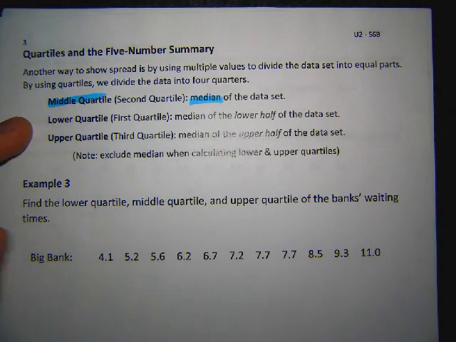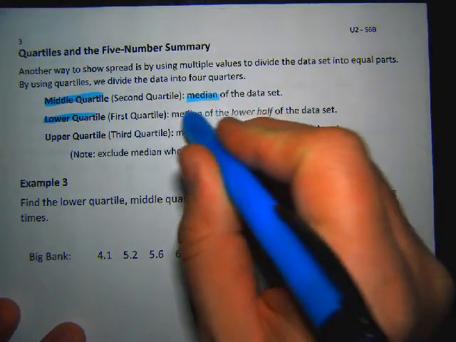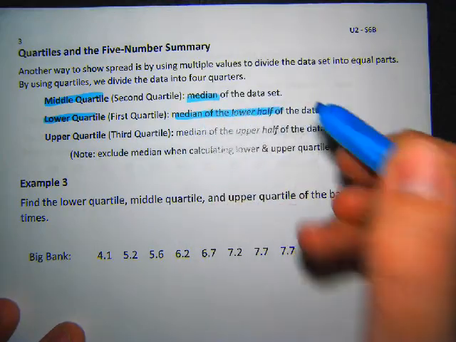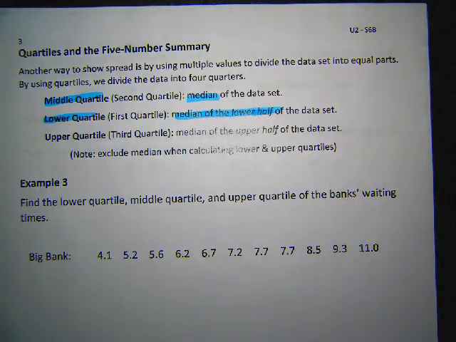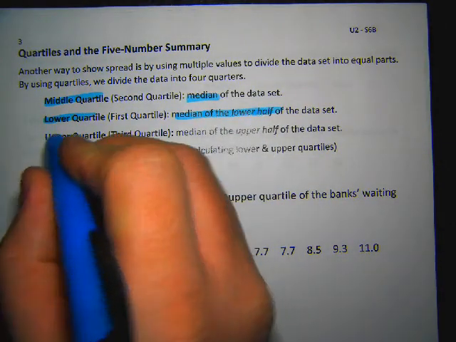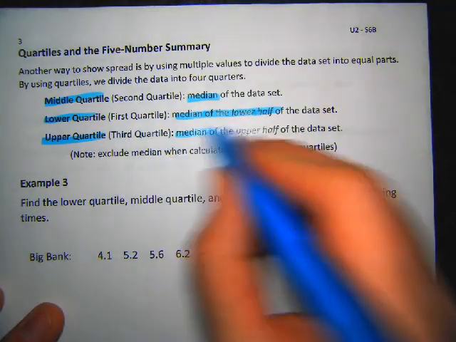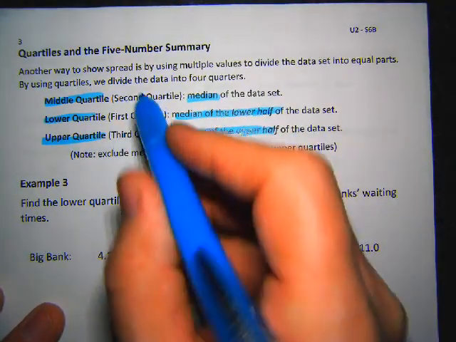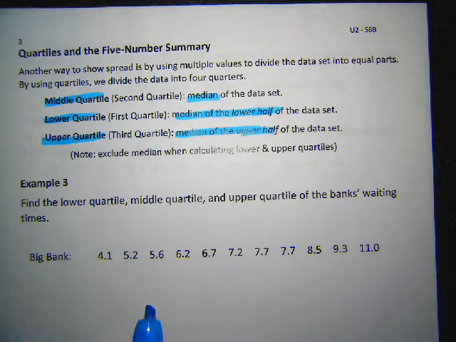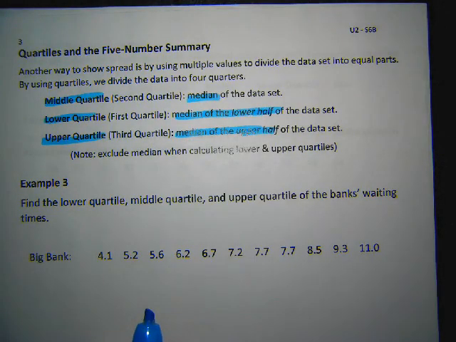The lower quartile is cutting the lower half of the data in half. So the lower quartile is going to be the median of the lower half. And then the upper quartile is doing the same thing for the upper half. So the upper quartile is the median of the upper half. These are also called first, second, and third quartiles, going from least to greatest. The first would be the lower quartile, second would be the middle, and third would be the upper quartile.